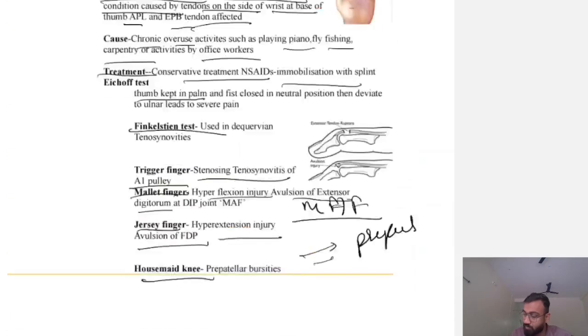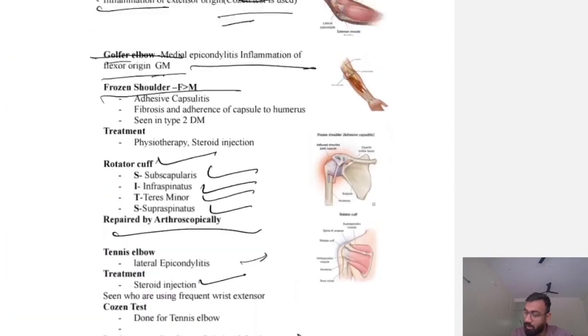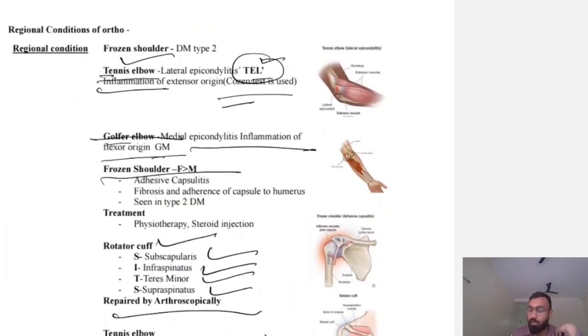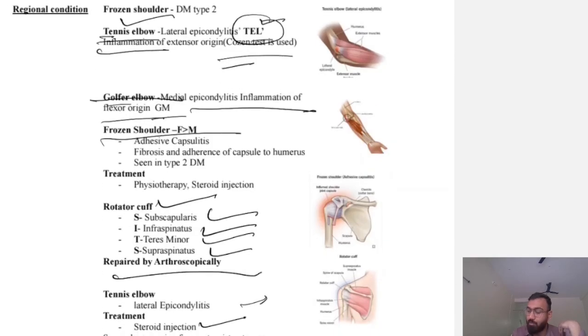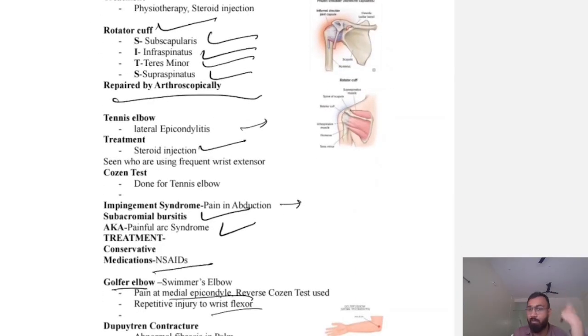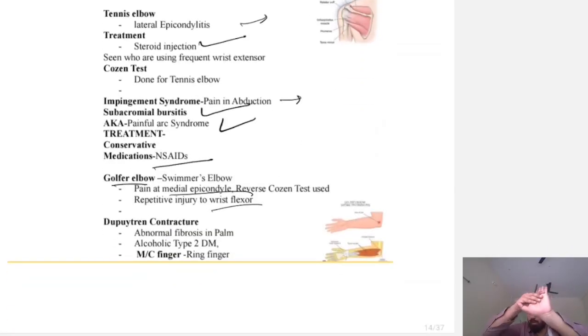Okay, so let's recall all the regional conditions. Frozen shoulder is also known as adhesive capsulitis, most commonly seen in females. It is seen in DM type 2. Tennis elbow is lateral epicondylitis. Golfer's elbow is just the opposite, medial epicondylitis. Rotator cuff, we have learned about all four muscles, repaired arthroscopically. The Cozen test is done for tennis elbow.